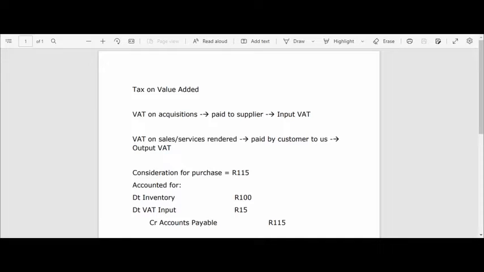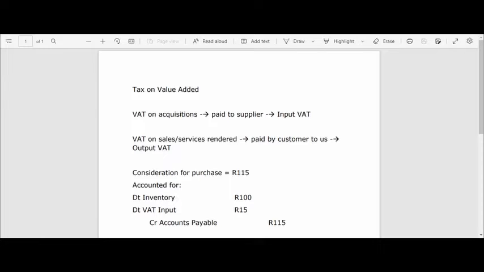And we spoke about this. There was a question last week. Why do we call it input tax or input VAT? It is because it is the value added tax that we pay over to the supplier on goods that we are putting into our business. The value added tax on our supplies, in other words, goods or services that we are rendering, that is going to be paid by our customer to us. So that is going to be included in the consideration that they are going to pay to us.